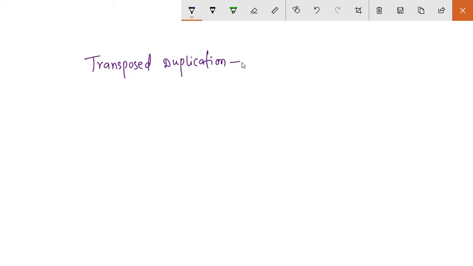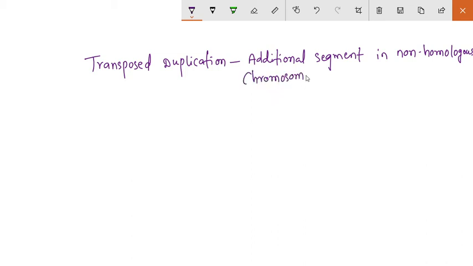Transposed duplication. Suppose the additional or duplicated segment is located in a non-homologous chromosome. Then it is known as the transposed duplication.